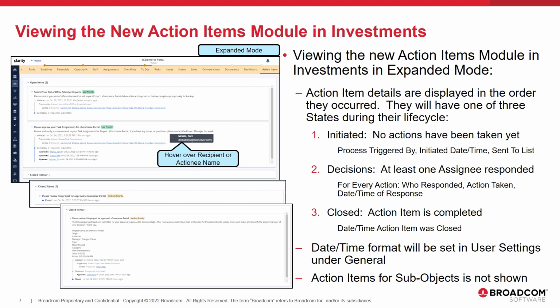The user can hover over any name on this page, and they'll be able to see a tooltip which has the user's name and email address. The date-time formats for this page can be determined and set under user settings in general. And the last thing that we should note is we're not showing action item detail for sub-objects within the module.